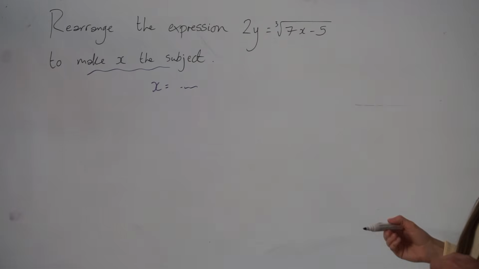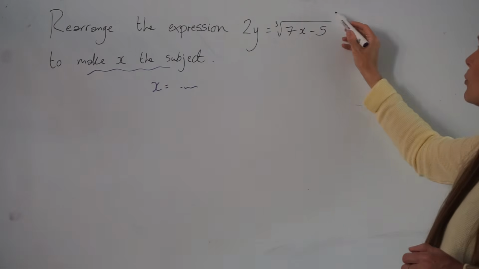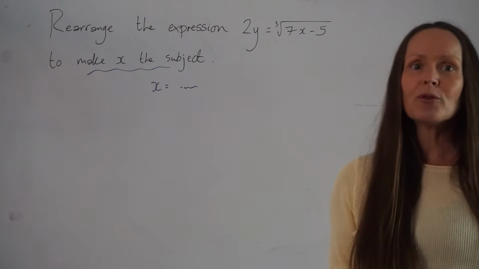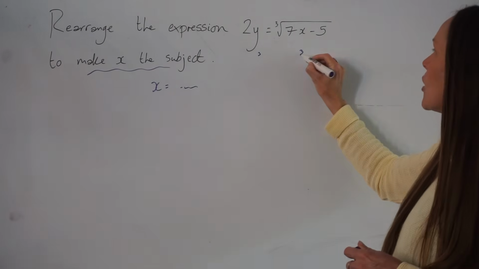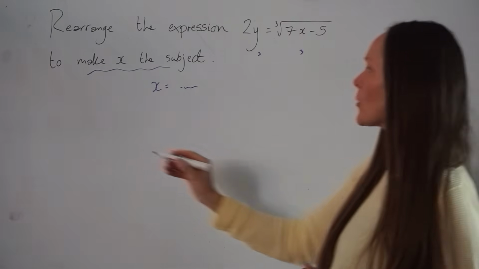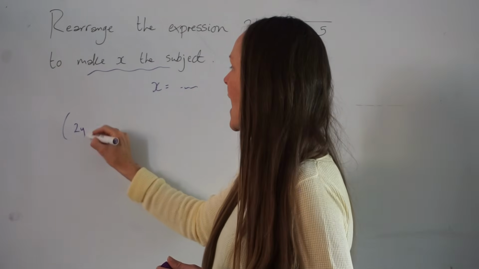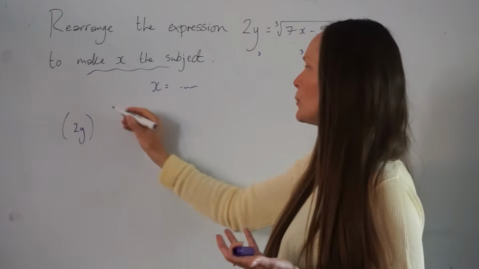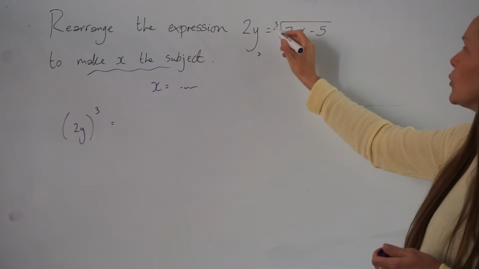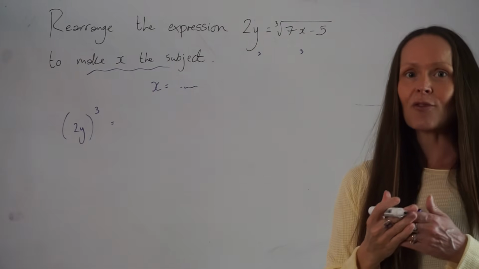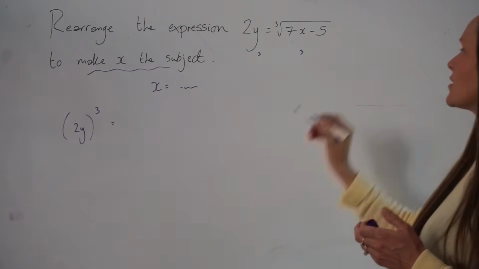So the first step here is to remove this cube root. The opposite of cube rooting is to cube. So I have to cube both sides of this equation, okay? So I'm going to cube 2y, and remember you're cubing all of it, so I would put it in brackets to start with. And when you cube root, they cancel each other out and you're just left with 7x minus 5.